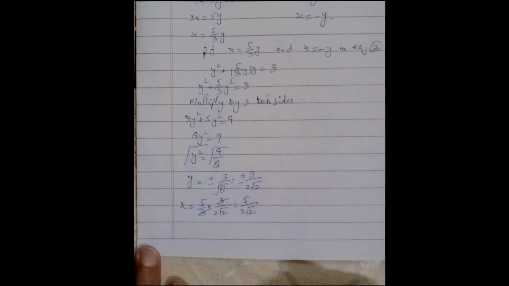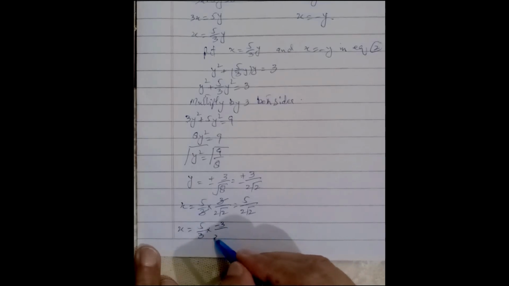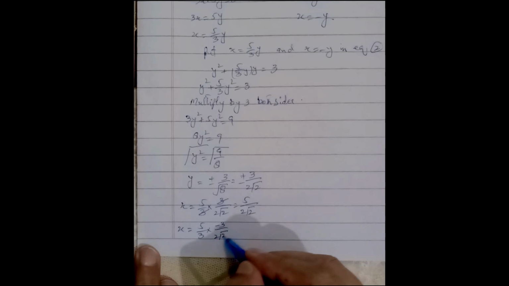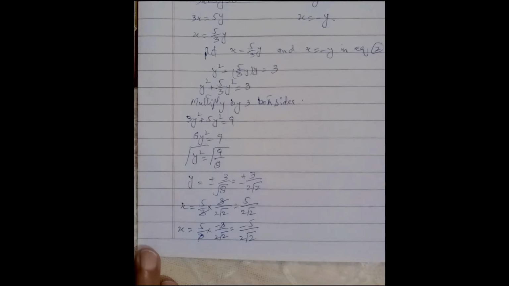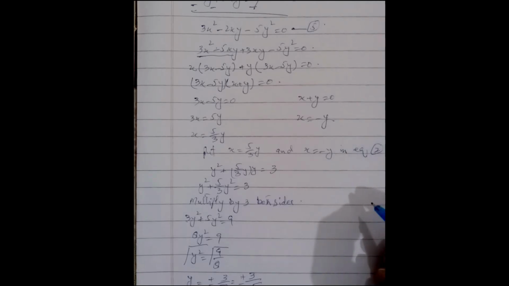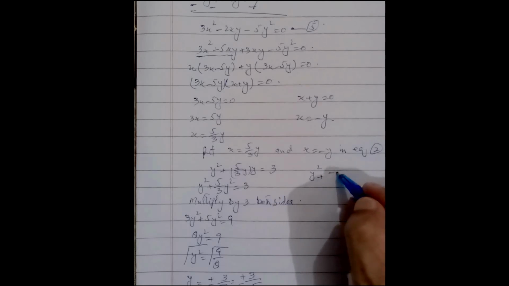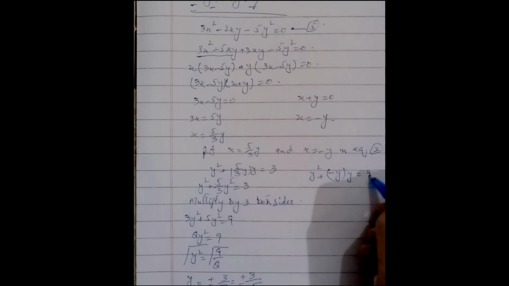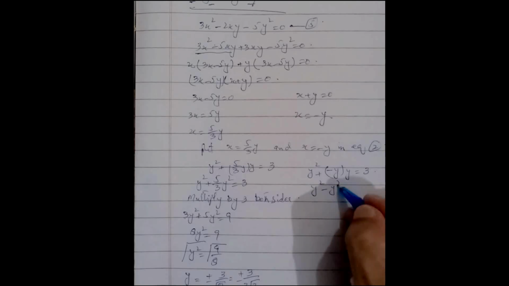And when the other value of y, which is minus, we get x is equal to 5 over 3 multiplied by minus 3 over 2 square root 2. 3 cancels with 3, we get minus 5 over 2 square root 2. And same, we simplify the other value, which is x is equal to minus y, put in equation 2. We get y square plus minus y into y is equal to 3. Simplify it, we get y square minus y square is equal to 3.